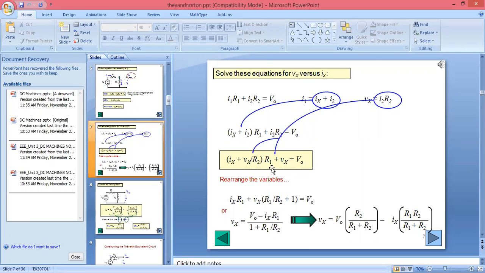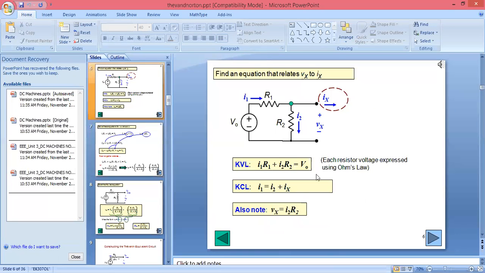R1 as it is. I2 R2, we know this is nothing but Vx, Vo as it is. So if you rearrange these equations, you will get the value for Vx. That will be Vo into R2 upon R1 plus R2 minus Ix R1 R2 upon R1 plus R2. I have written here. What we are supposed to do? Only we are supposed to apply KCL, KVL.